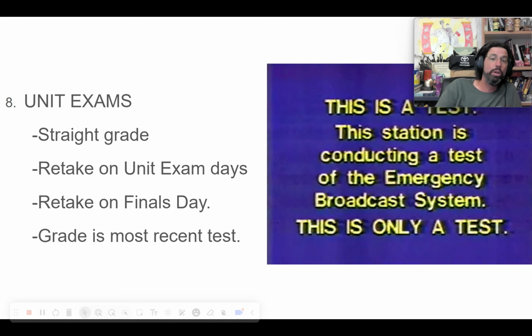And then here's the thing, though. Your grade is going to be the most recent grade. So if you get a 70% on a Unit 1 exam, and then you get a 65% on the Unit 1 exam's retake, then you're going to get the lower grade because it's the most recent grade. So you got to make sure that you are very clear. If you're going to do a retake on a unit exam, know your stuff, because you're going to get the most recent of the test scores, because that's the extent of your knowledge. That's where you're at. Okay. So those are unit exams.